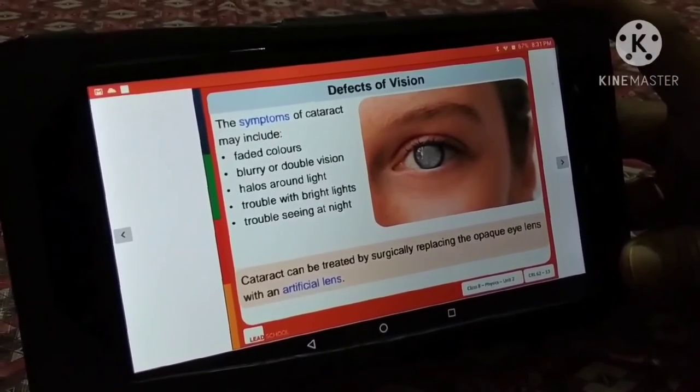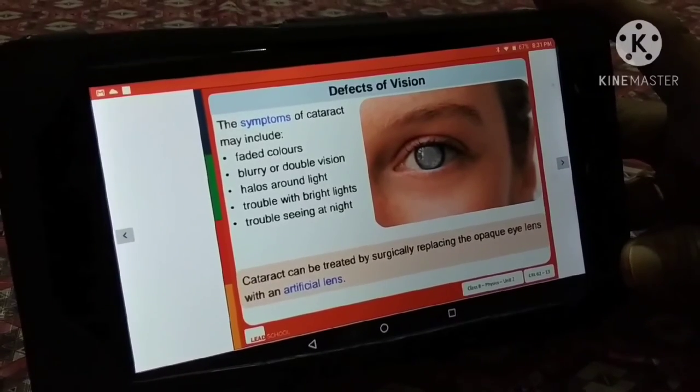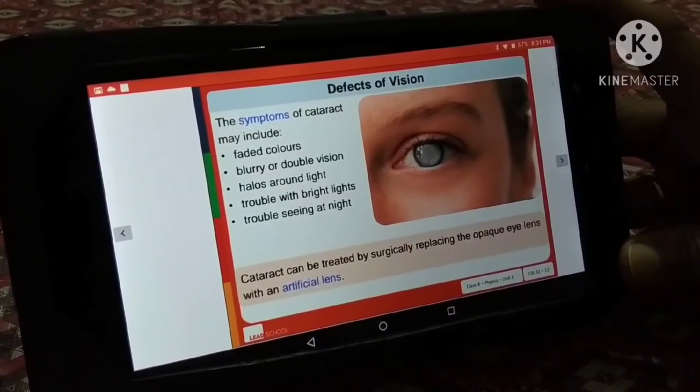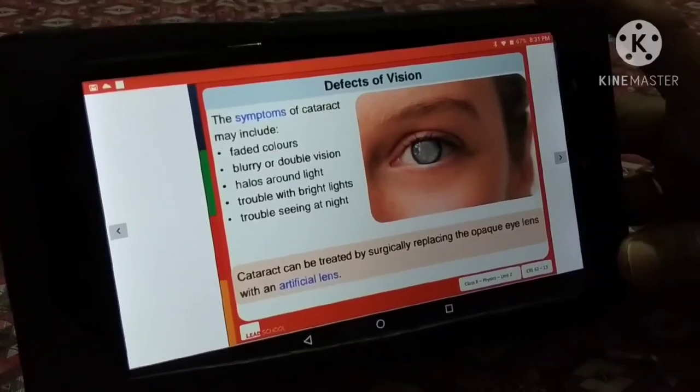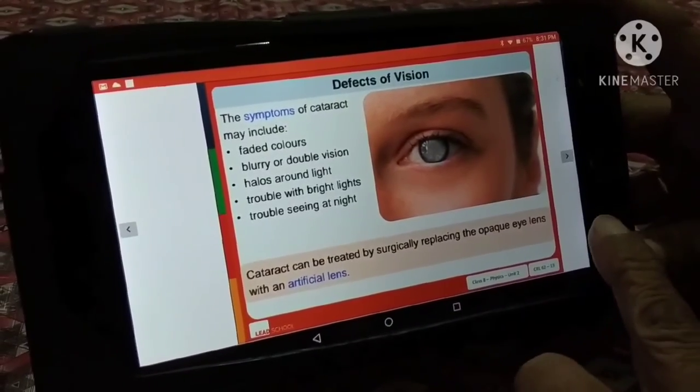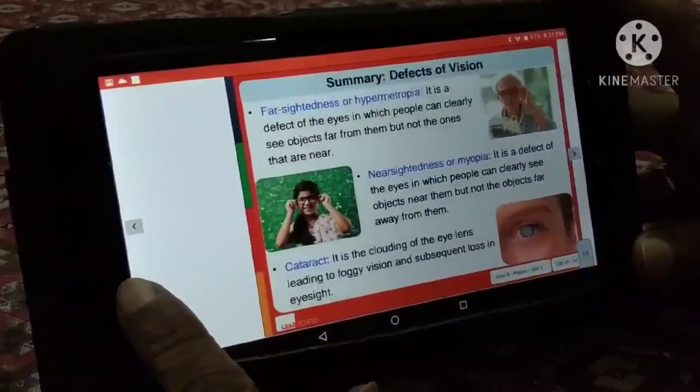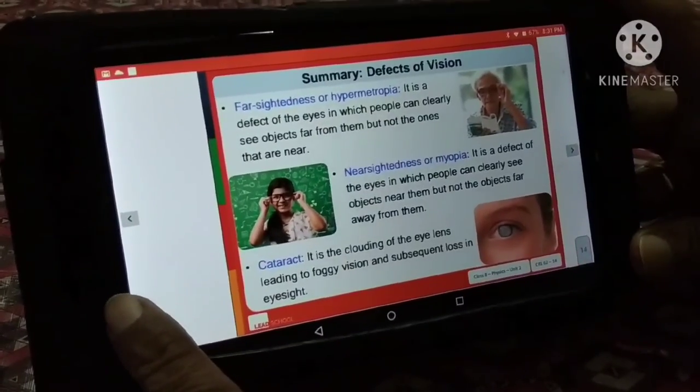Cataract can be treated by surgically replacing the opaque eye lens with an artificial lens. So here you can see the summary of defects.